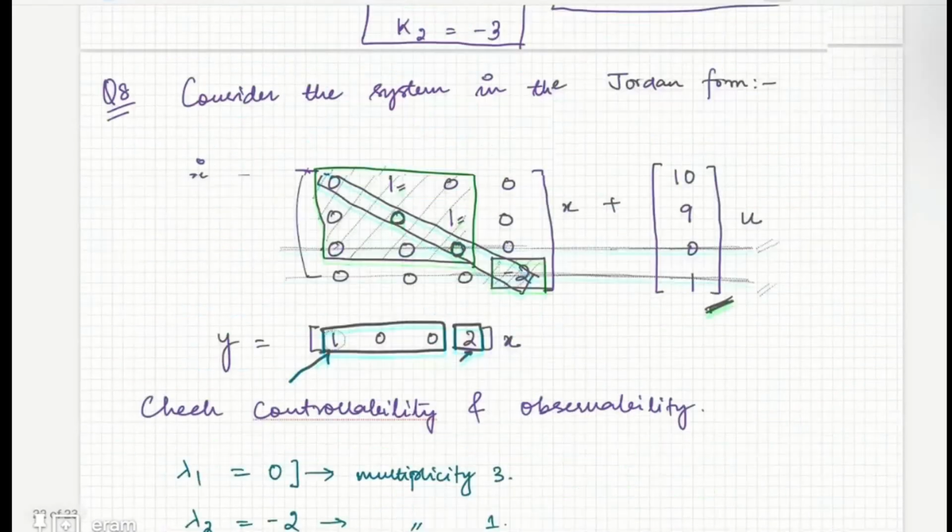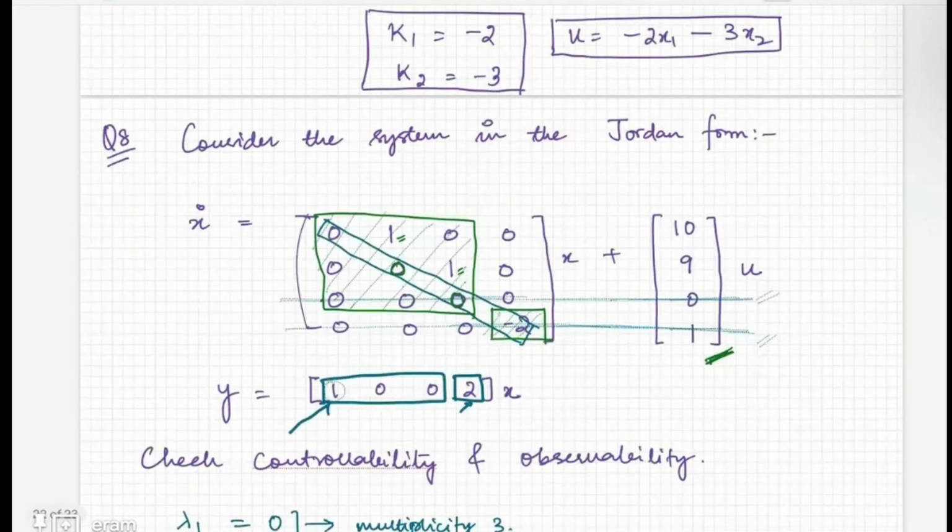Okay, so that's the beauty of the Jordan form, because by converting the system to Jordan form, we can easily conclude about the controllability and observability of the system without even calculating the controllability or observability matrix. We just have to identify the Jordan blocks and look at the last entry or the first entry of the B or C matrix, and then we can conclude about the controllability and observability of the system.